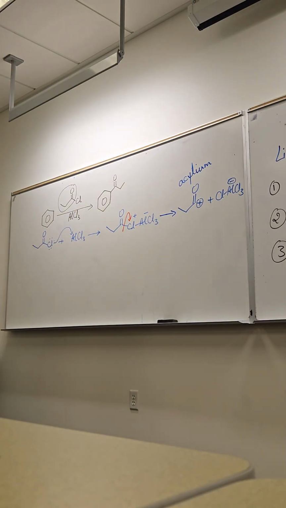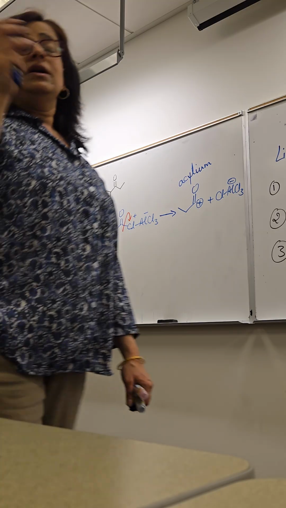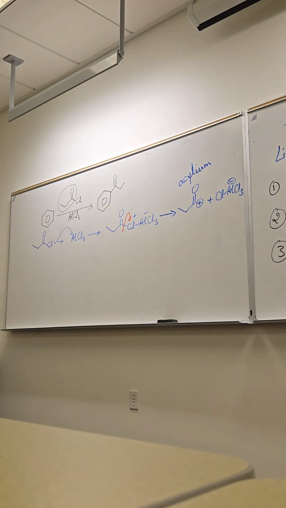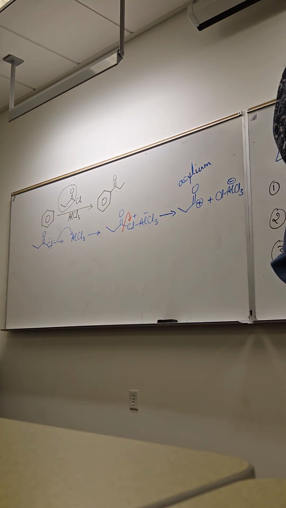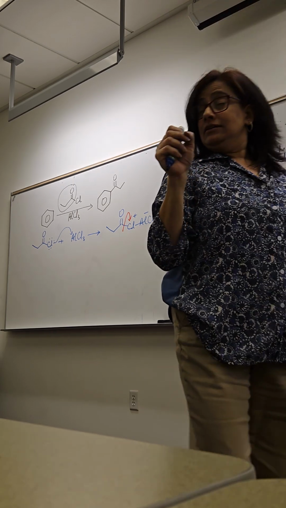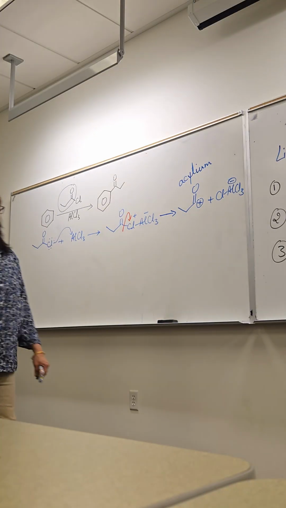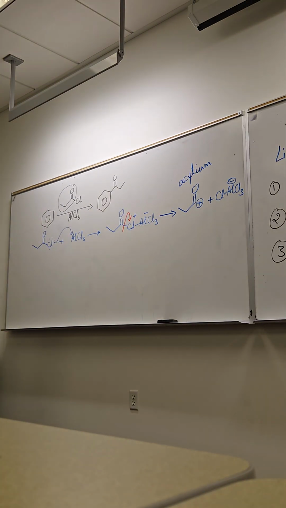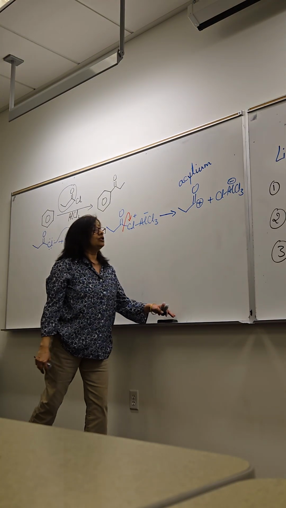Acylium is a cation. Ammonium, hydronium, nitronium. The ium is a cation. Ide is always an anion. Always. Okay. Anyways, acylium ion is actually quite stable.